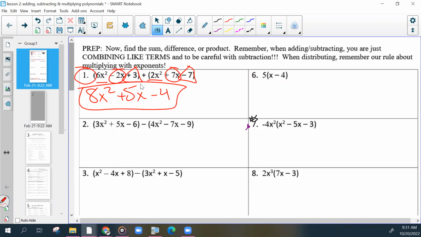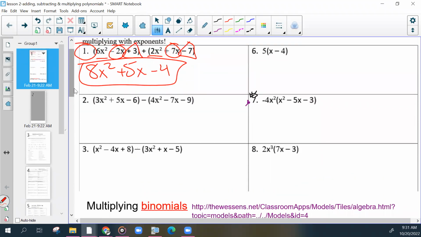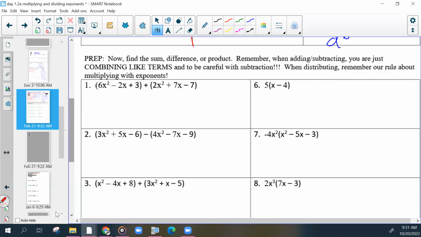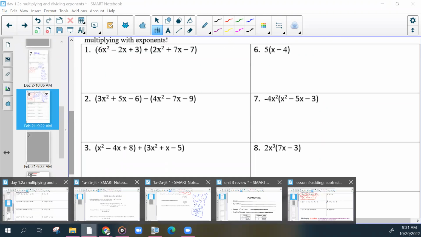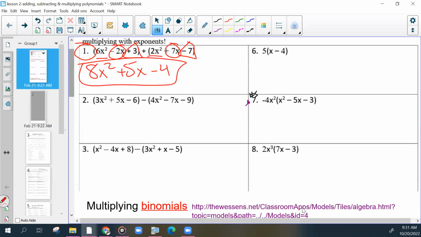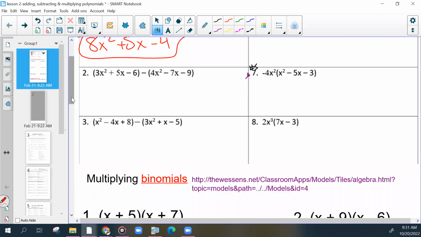Hila? Number 8. I think 8 is the same on both, but I'll double check. I think what happened was I pulled some from the other. So number 8, you are multiplying a monomial, a single term, to a binomial, 2 terms. So anytime we have something outside of parentheses, what do we do? Distribute. So that's exactly what we're going to do here.